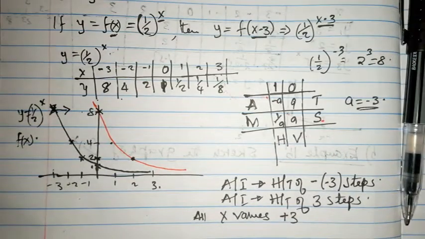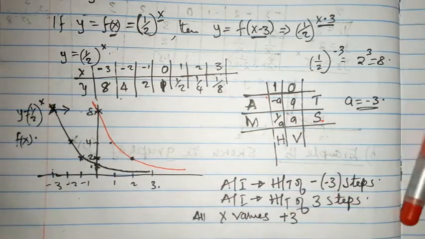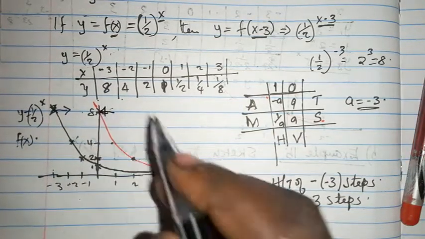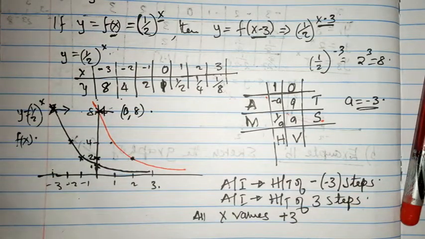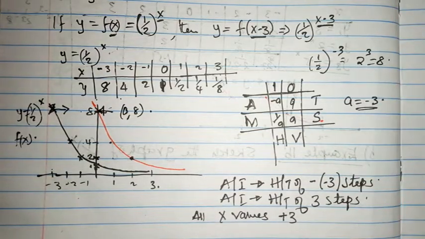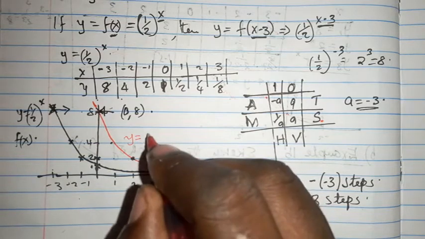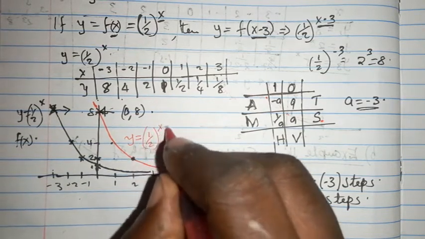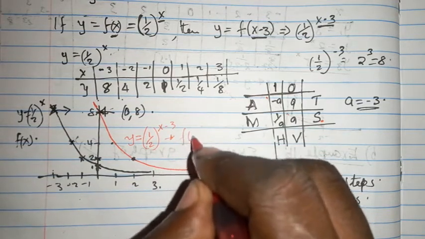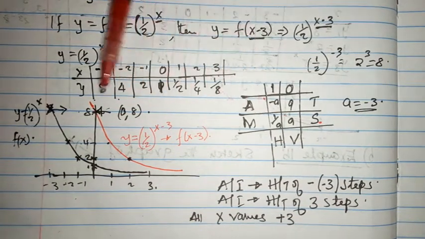Of course, it shifts to the right 3 steps, and you can already see this is the point where it cuts the y-axis, and the coordinate is easily 0, 8. And this is the graph of y equals a half x minus 3, which is f(x minus 3), as we have used the mnemonic. That is that.